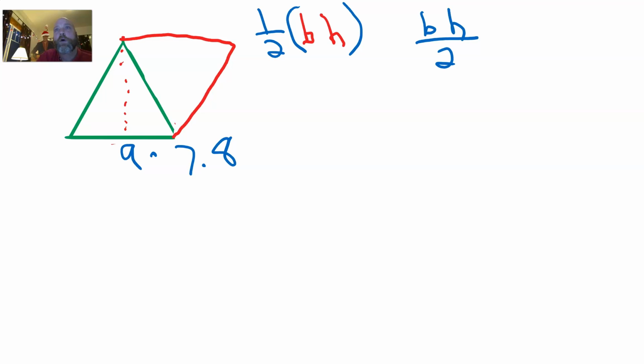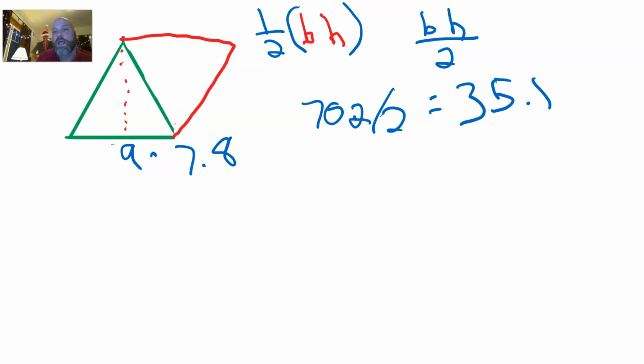7.8. And so I multiply those guys together and I get 70.2, divided by 2 equals 35 1/10 cm squared. So that's the area of the triangle.